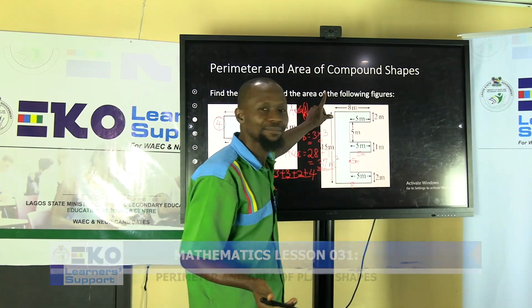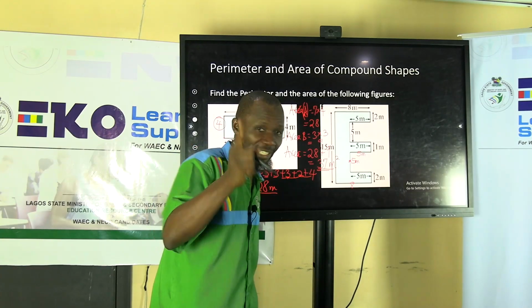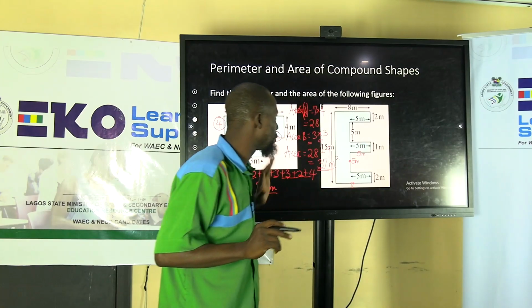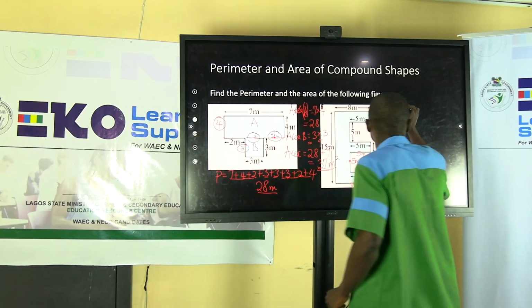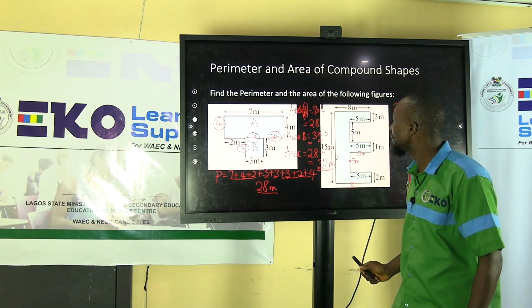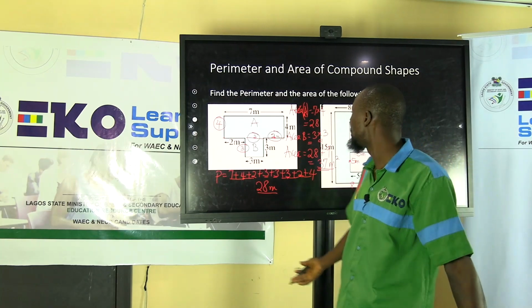Add all together. Be very careful when you are adding. It's very, very important. So add all. That is how you can find the perimeter. So I think I'm going to leave you with that. Find that perimeter. Then the next thing is the area of this shape. How do you find the area?